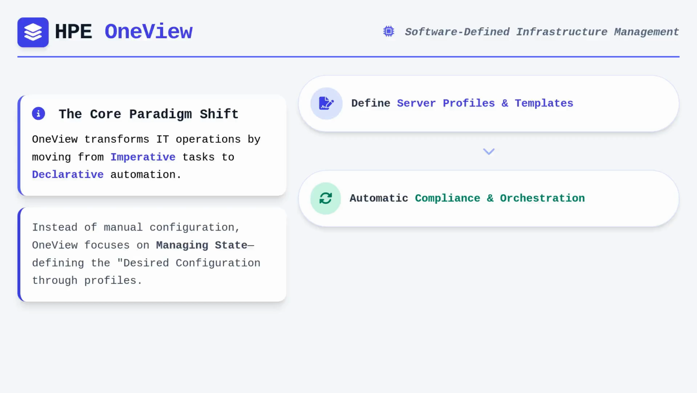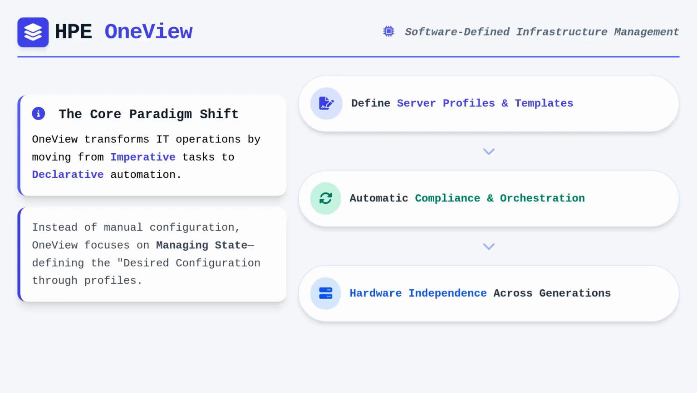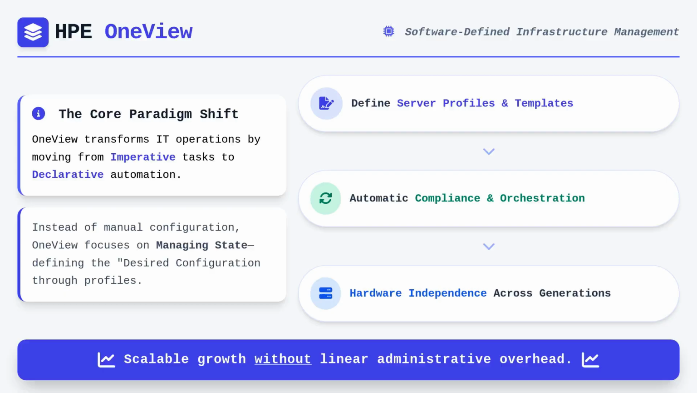You are effectively managing state, where the desired configuration is defined in a profile, and the physical environment is brought into compliance with that definition by the management software. This mechanism is what allows enterprise environments to scale without incurring a linear increase in administrative overhead.